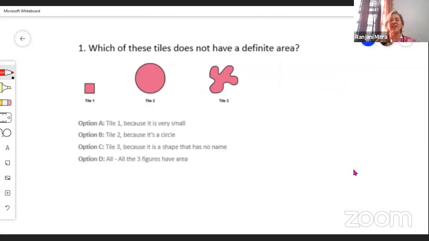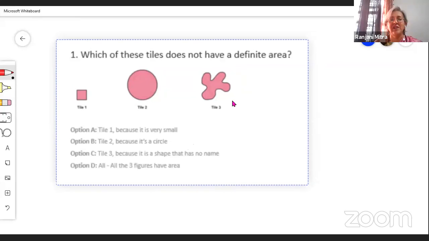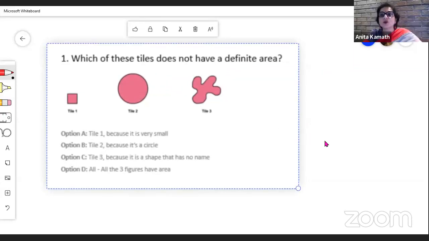So children, there you are. That's your question. Which of these shapes do not have a definite area? Read the question carefully and look at the options given. There are 4 options, and there is a small tile in a square shape, one circle, and one irregular shape. Come on, children. The poll has started. You get 30 seconds to answer this question. Let's answer this question. 15 seconds left. Parents, please do not help your children to solve this question.